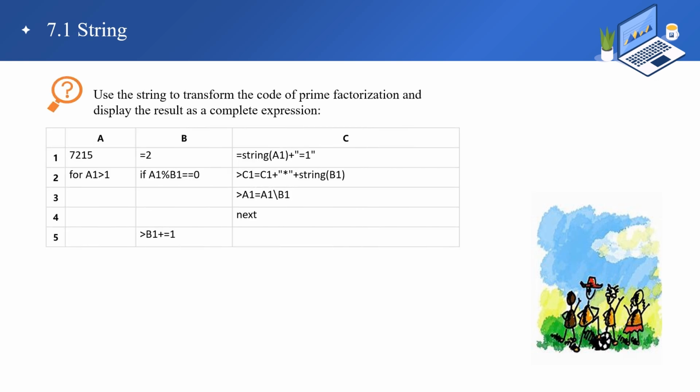Now, we can use the string to transform the code of prime factorization and display the result as a complete expression. After the execution of this program, a string will be obtained in cell C1, 7215 equals 1 times 3 times 5 times 13 times 37, and the result of prime factorization is written out. If you carefully interpret the execution process of the program, you can imagine how it is concatenated step by step.